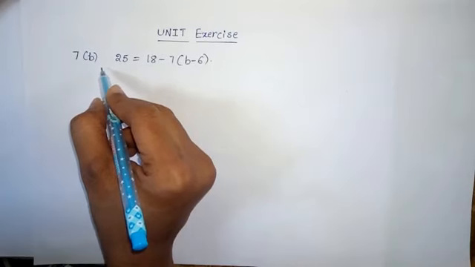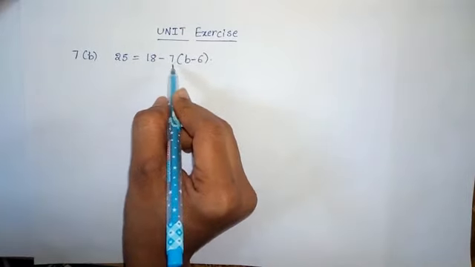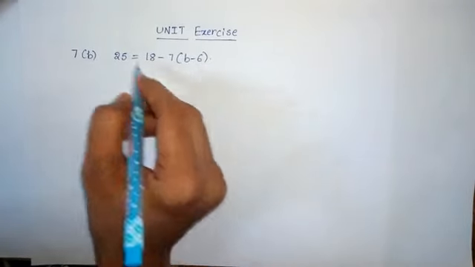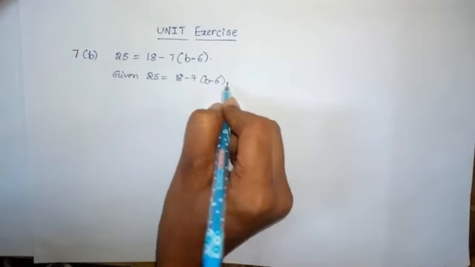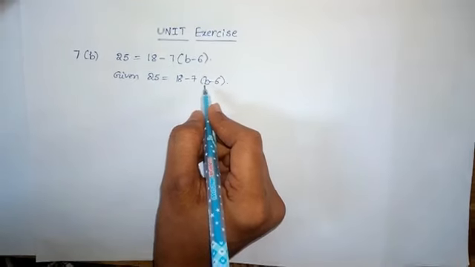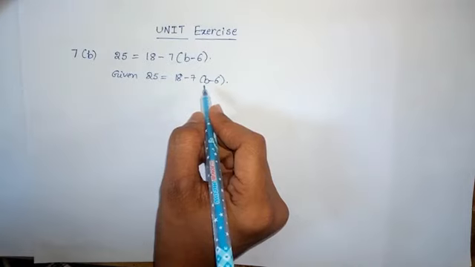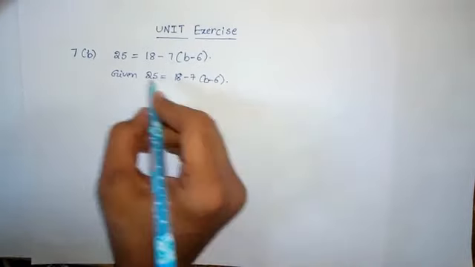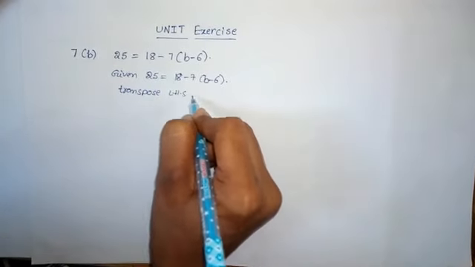Problem 7B: 25 is equal to 18 minus 7 into (B minus 6). First write the given equation. Observe that in this simple equation we are finding the value of B. The B is on the right side, so first transpose LHS and RHS.